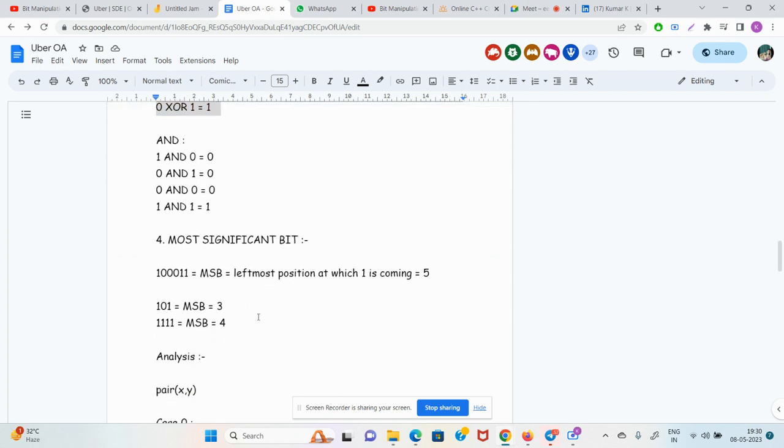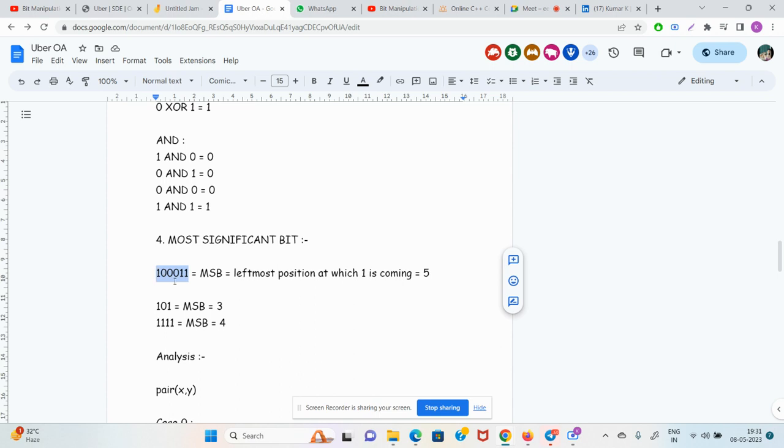Now, let's go to the next concept. Let's be real quick. So, most significant bit, guys. Most significant bit concept. This is also asked a lot in OAs and competitive programming for DSA. So, what is the concept of most significant bit? It simply means the leftmost position at which one is coming. Guys, can you check and tell me which is the leftmost position coming in this number?